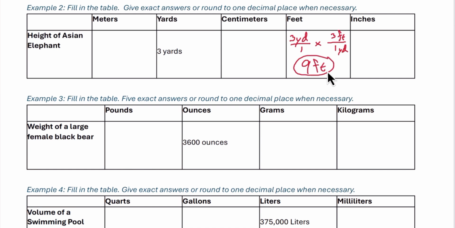And now let's convert that to inches. 9 feet, put that over a 1. Feet go in the denominator and inches go in the numerator. There are 12 inches in 1 foot. Multiplying, 9 times 12, 108 inches.